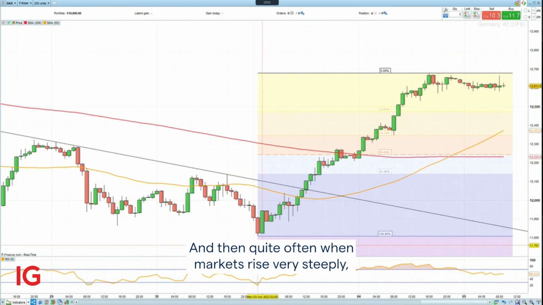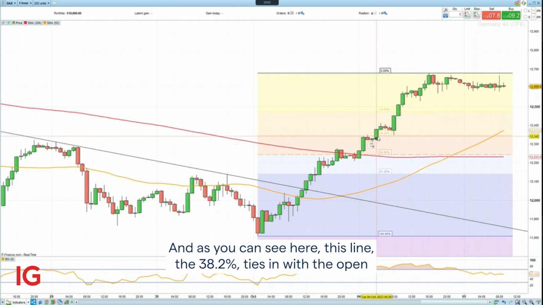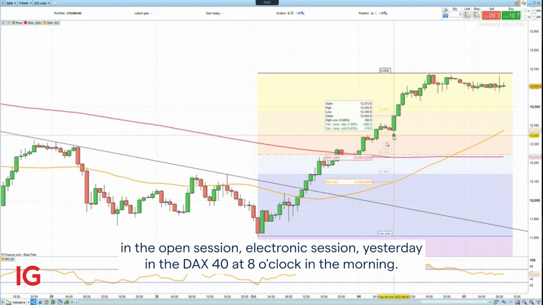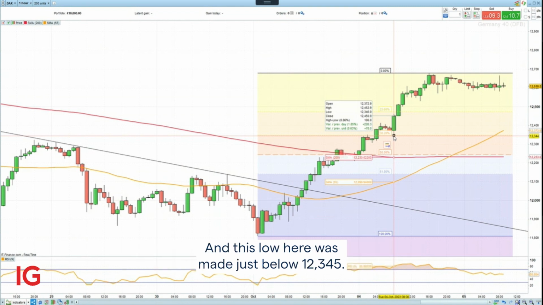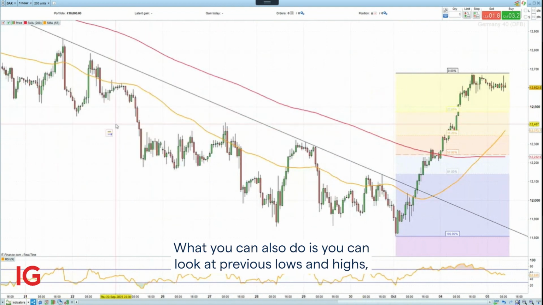And then quite often when markets rise very steeply, they tend to retrace between 23.6% and 38.2%. And as you can see here, this line, the 38.2%, ties in with the open of the electronic session yesterday in the DAX 40 at 8 o'clock in the morning. And this low here was made just below 12,345.